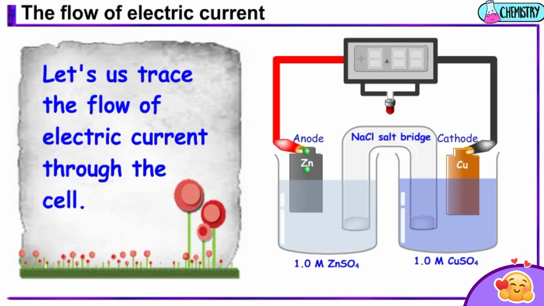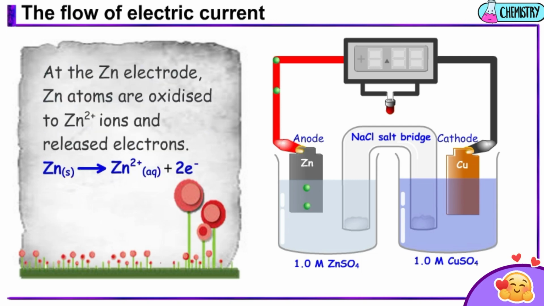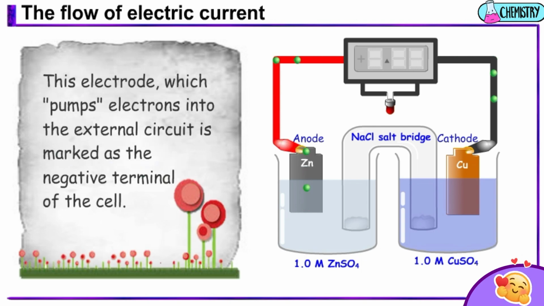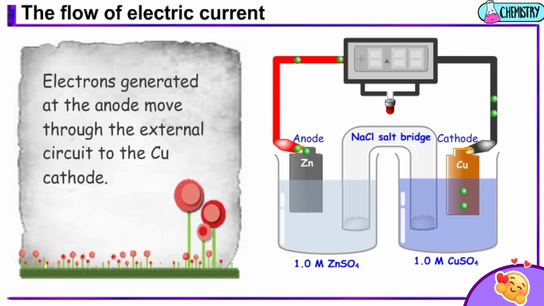Now, let us trace the flow of electric current through the cell. At the zinc anode, zinc atoms are oxidized to Zn2+ ions and release electrons. This electrode, which pumps electrons into the external circuit, is marked as the negative terminal of the cell. Electrons generated at the anode move through the external circuit to the copper cathode.